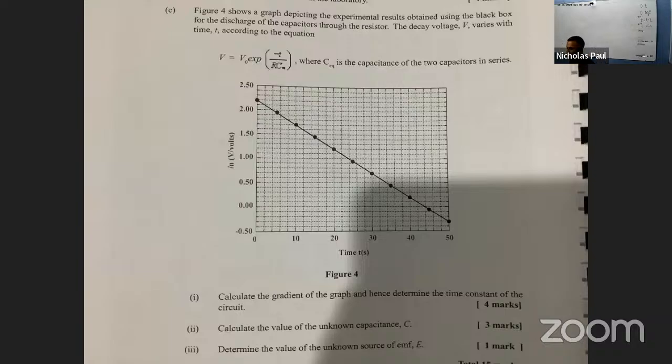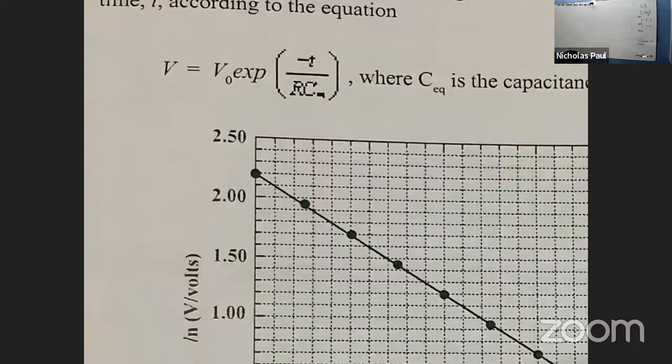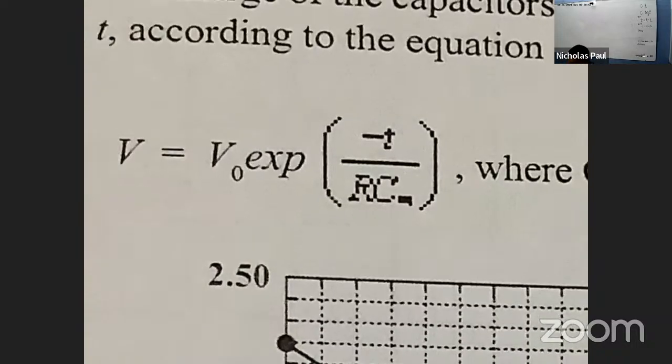Without even reading it, because this is charging or discharging of a capacitor. Charging or discharging. Just look at the graph. So that is the formula for discharging.